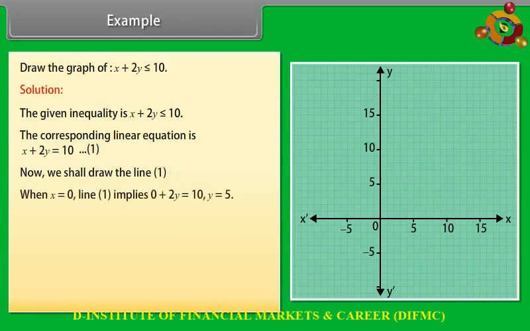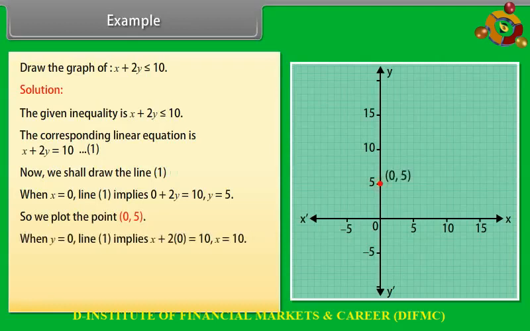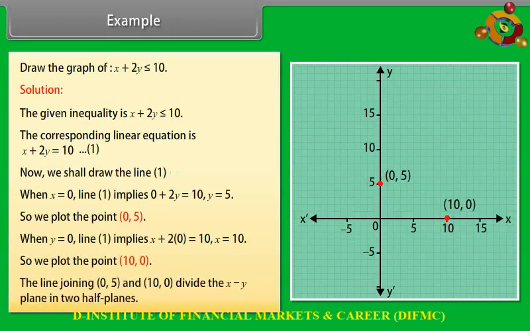When x is equal to 0, line 1 implies 0 plus 2y is equal to 10, y is equal to 5. So we plot the point 0, 5. When y is equal to 0, line 1 implies x plus 2 into 0 is equal to 10, x is equal to 10. So we plot the point 10, 0. The line joining 0, 5 and 10, 0 divides the xy plane into 2 half planes.